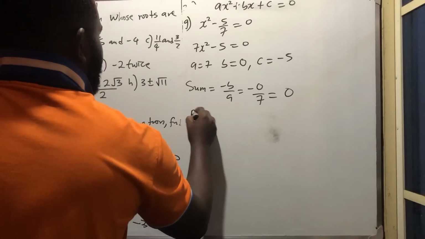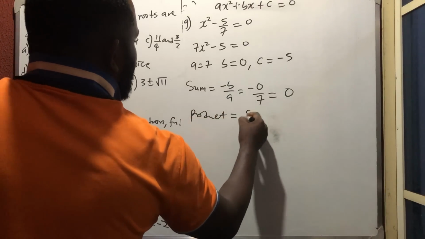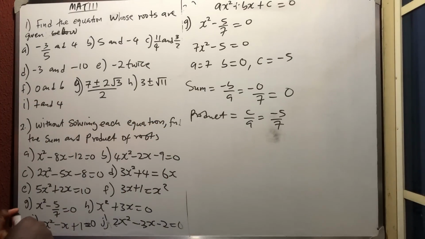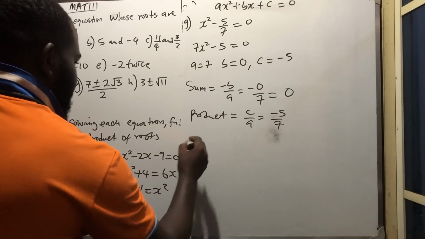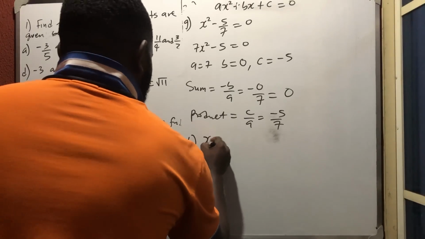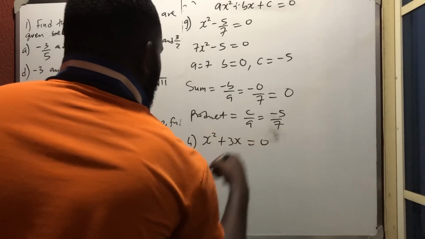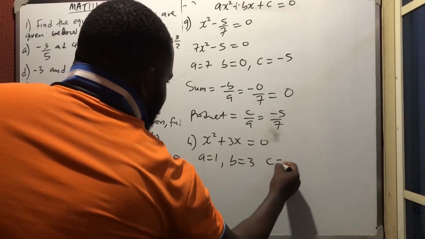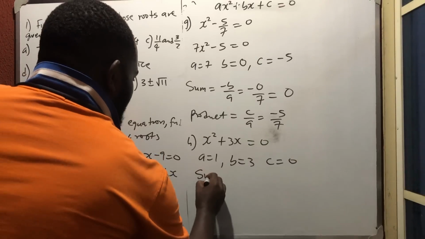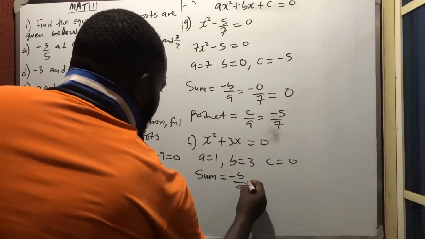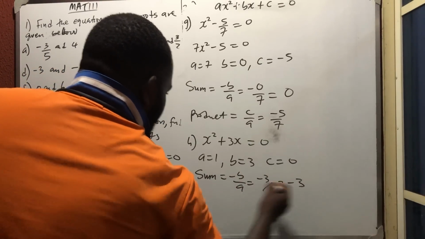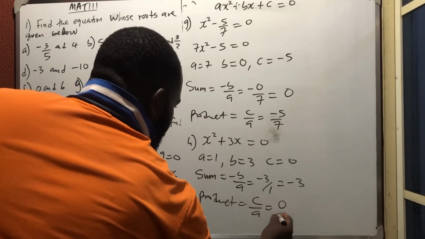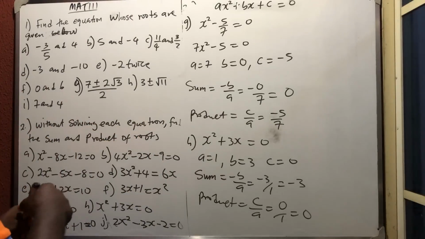So the next one is the product. Product is c over a, which is minus 5 over 7. As simple as that. So the next one is H, and H said x squared plus 3x is equal to 0. It shows that my a is 1, my b is 3, I don't have my c, so my c will be 0. So the sum is simply minus b over a, which is minus 3 over 1, which is minus 3. But the product is simply c over a, which is 0 over 1, which is 0. 0 divided by anything is 0.